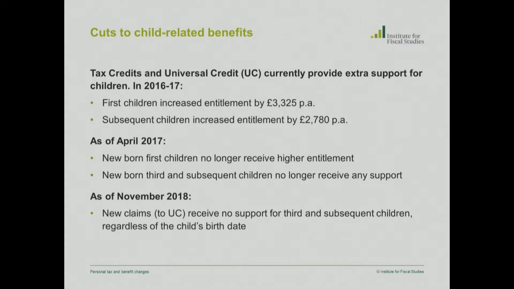And then for every child after that, you get an additional nearly £3,000 a year. So what's changing? Well, from next month, newborn first children will no longer receive a higher entitlement, so that means they get the 2,700 number rather than the 3,300 number. And newborn third and subsequent children will no longer receive any support, so you lose nearly £3,000 for each child if you've got the maximum entitlement.